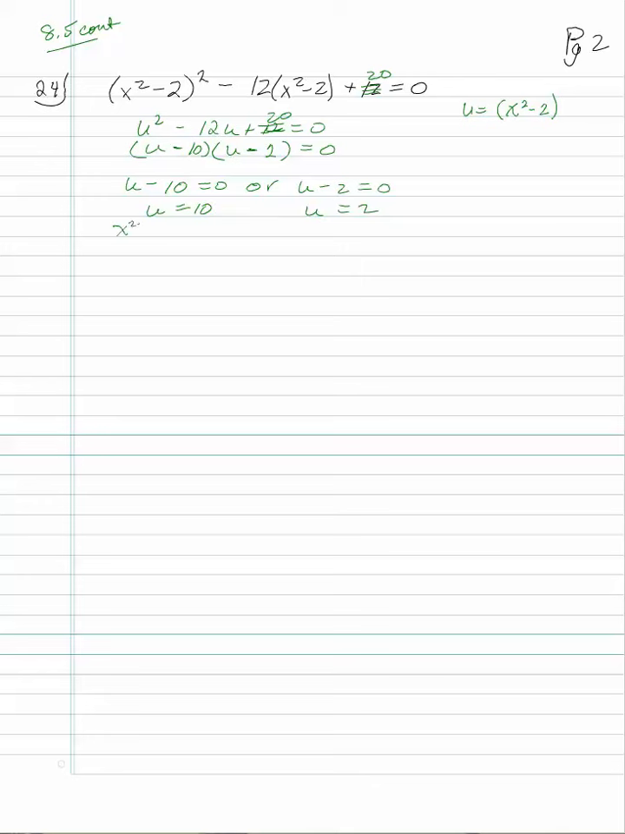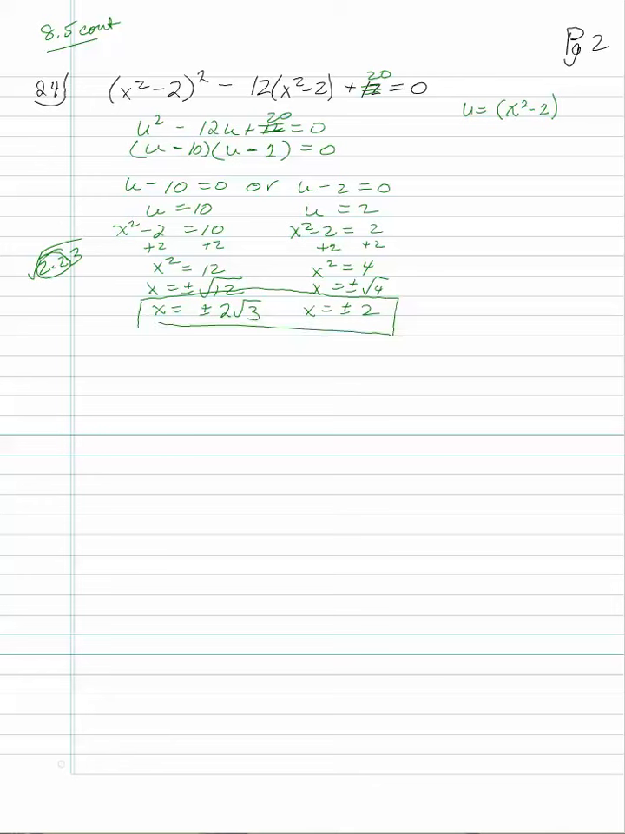Substitute back. u is x squared minus 2. So x squared minus 2 equals 10, add 2 to both sides. x squared is 12. And then we're going to square root both sides. So x equals plus or minus square root of 12, which we know, 12 is 2 times 2 times 3. So 2 comes out, 3 stays inside. Here we're going to add 2, so x squared is 4. So x equals plus or minus 2. And again, 4 answers.